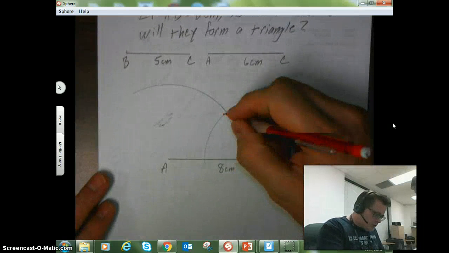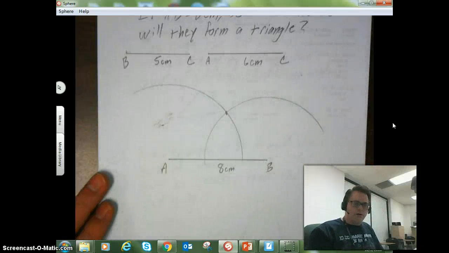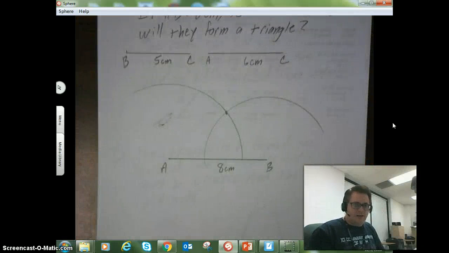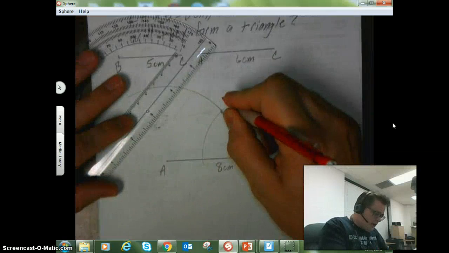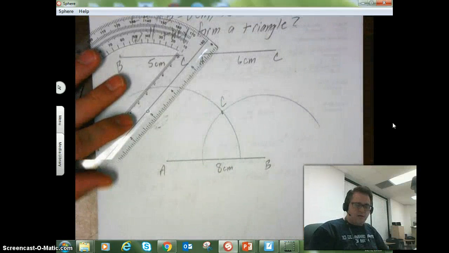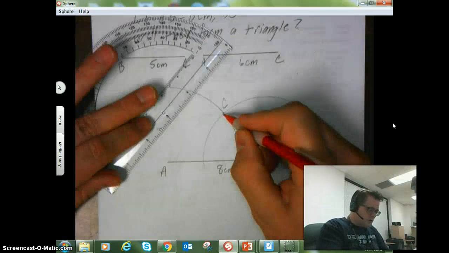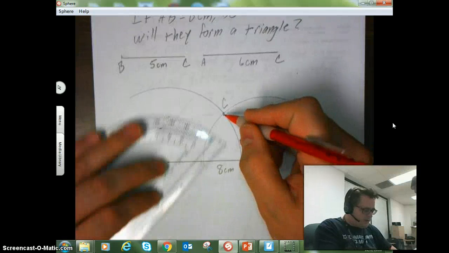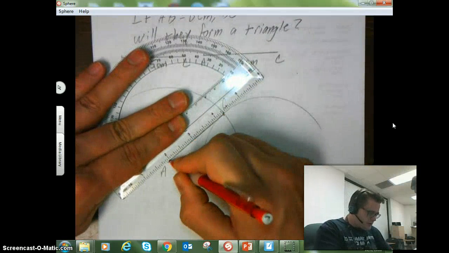What we're looking for is the point where both arcs that have to contain point C meet. Just like with a lot of things, where they intersect is where point C for triangle ABC would have to be located if the triangle had these particular dimensions.